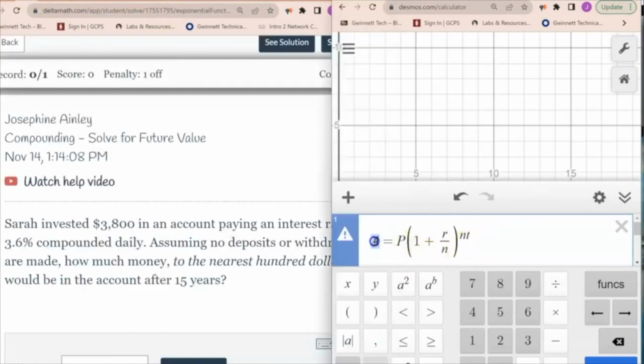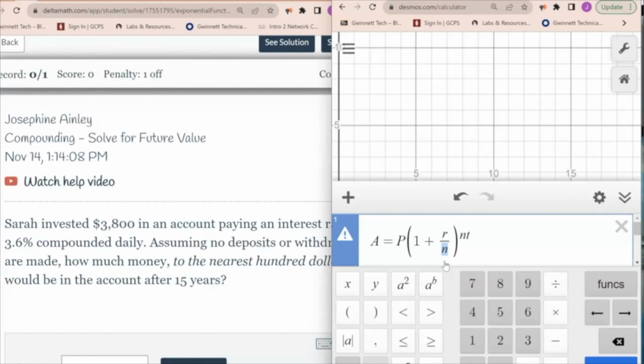A is your final amount, what you end up with at the end. P is my principal, what I start off with. r is my interest rate, but remember you cannot put a percent in there. You have to divide it by 100 before you do that. n is the number of times that it is compounded. In other words, if it is compounded monthly, it is 12 times within a year. So it's the number of times compounded within a year.